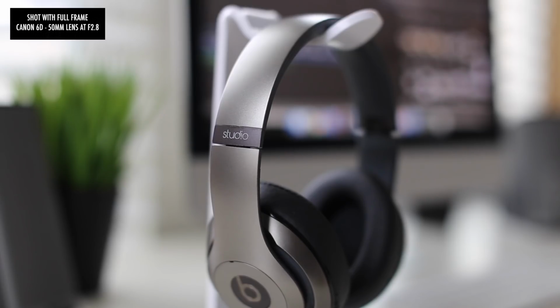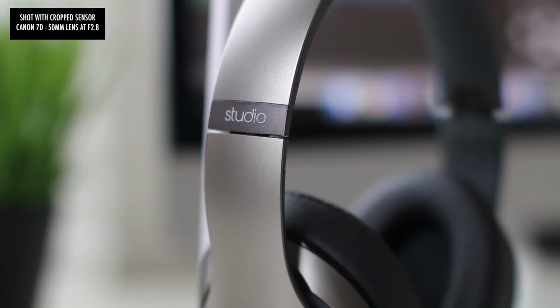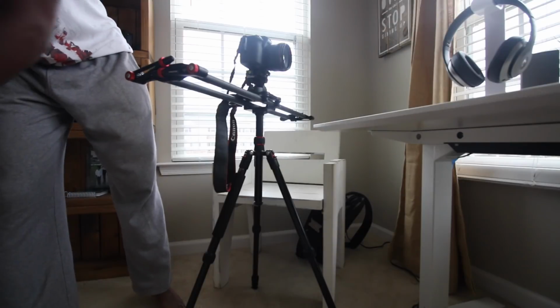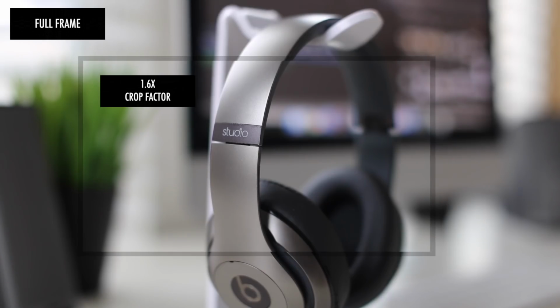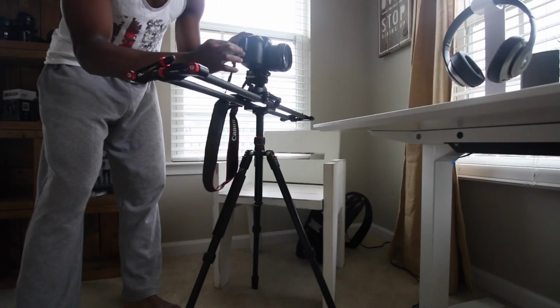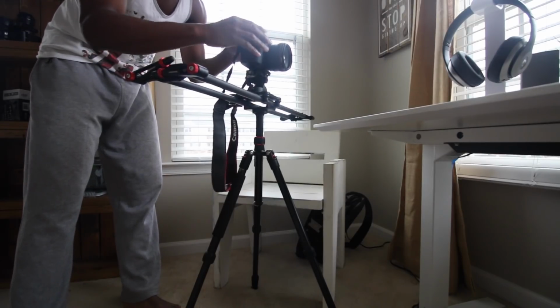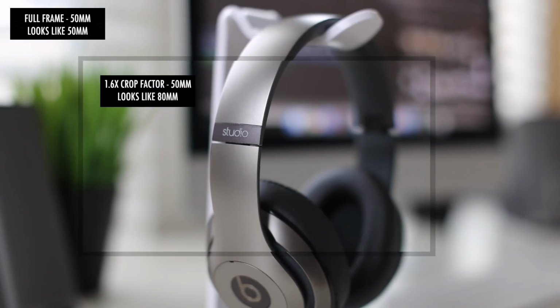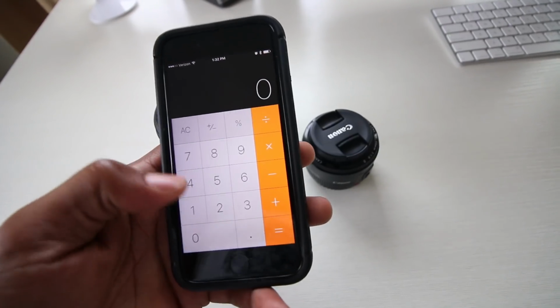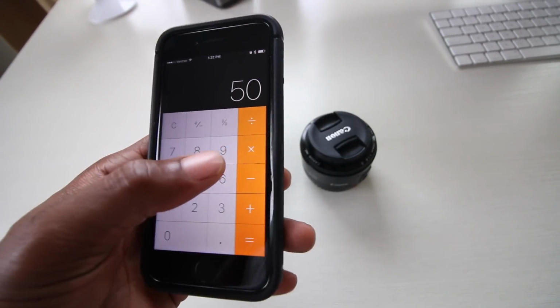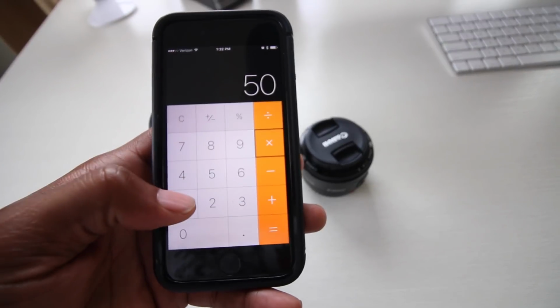To give you a good example of this, here is an image from a full frame camera with a 50mm lens on it. And this is an example of a camera with a crop sensor with the same 50mm lens at the same exact location. So keep in mind throughout this whole video that a 50mm lens on a full frame camera is truly 50mm. And a 50mm lens on a 7D, which has a 1.6 crop factor, is actually around 80mm. If you have any trouble determining this, just take the crop factor of your camera and multiply it by the focal length of your lens, and that will give you the answer.